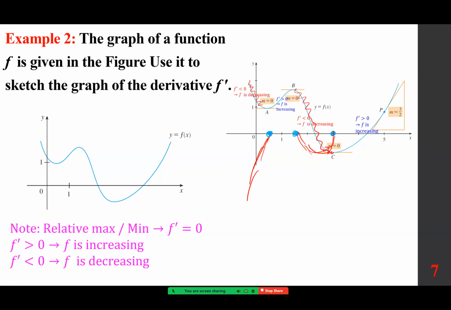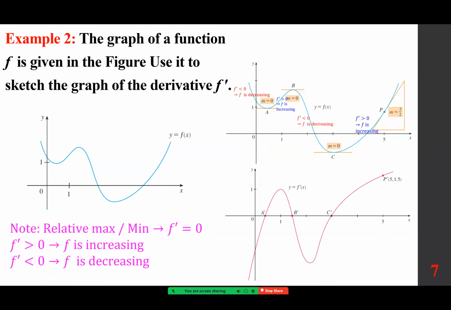And this was an increasing, means f prime is positive, means above the x-axis, but it has to come back to 0. And the same thing here is increasing, so above the x-axis, and it remains above. So let me again clean up the mess and show you a better graph. So this is how you come up and sketch the graph of a derivative function roughly.